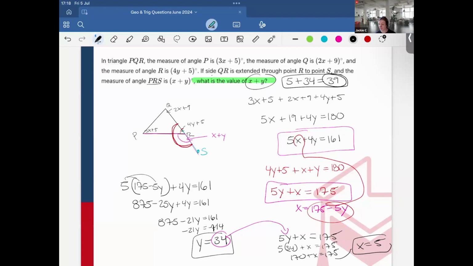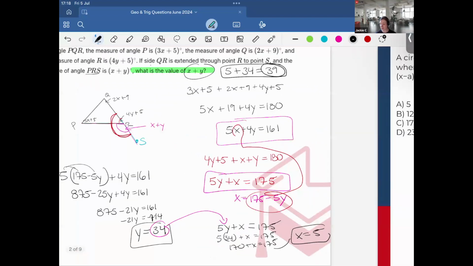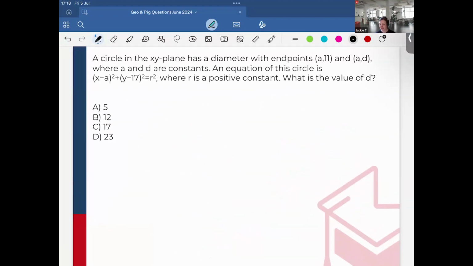Okay, so that one was amazing. Oh my goodness. What do we have here? A circle equation. Okay, so circles, they're part of geometry. This would be more coordinate geometry, but I wanted to show you the amount of questions that have appeared on the exam.